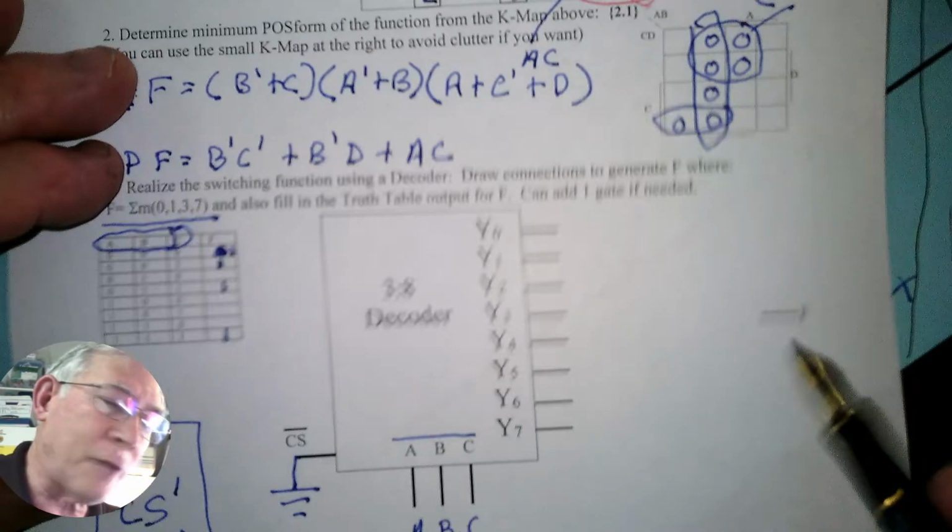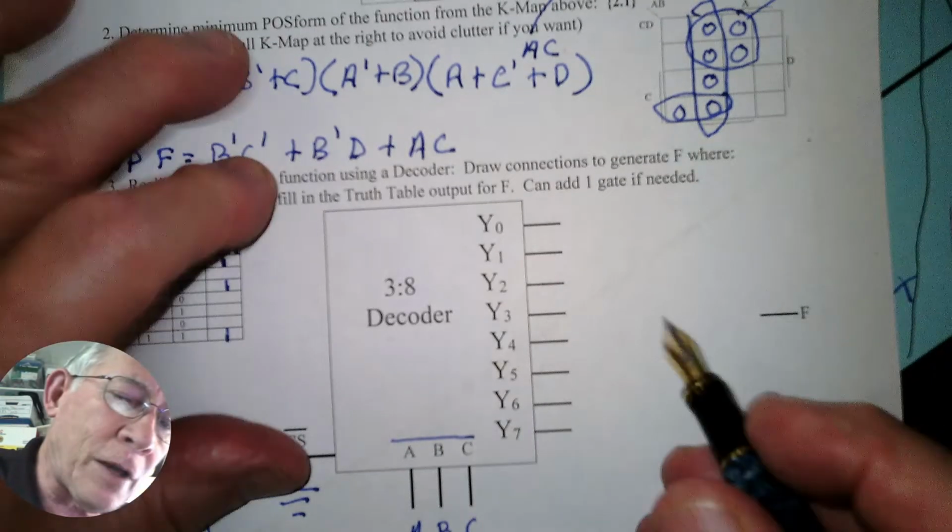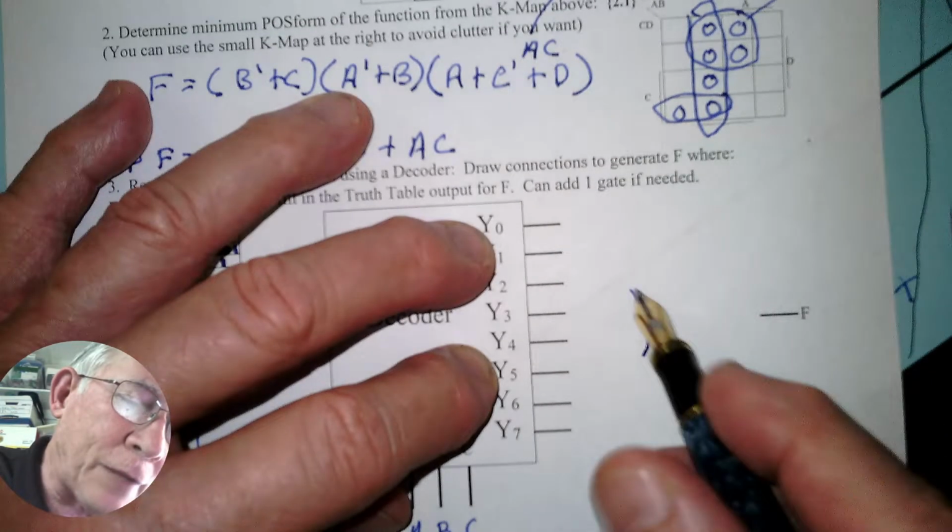Okay, now how do I solve this problem? I want to get F out. How do I do it? I have to have an AND gate, an OR gate. Have to have an OR gate.